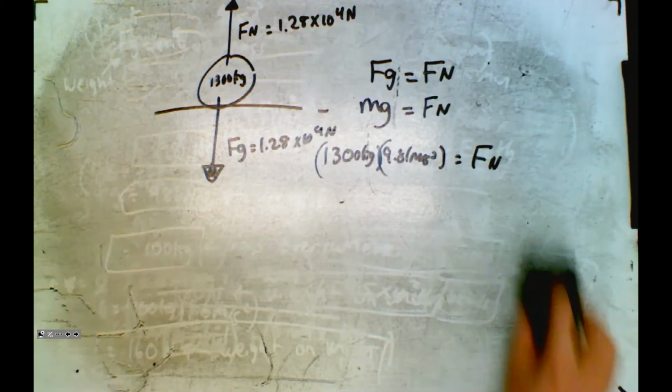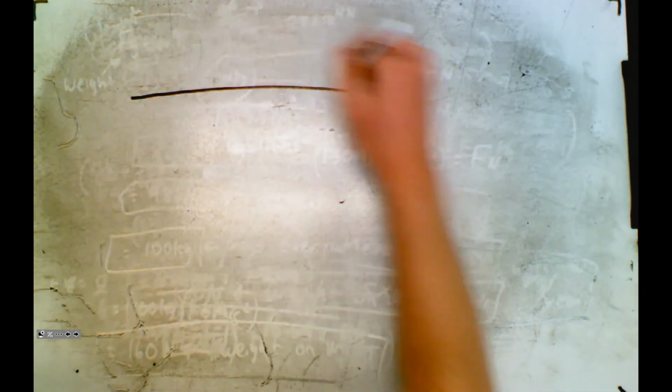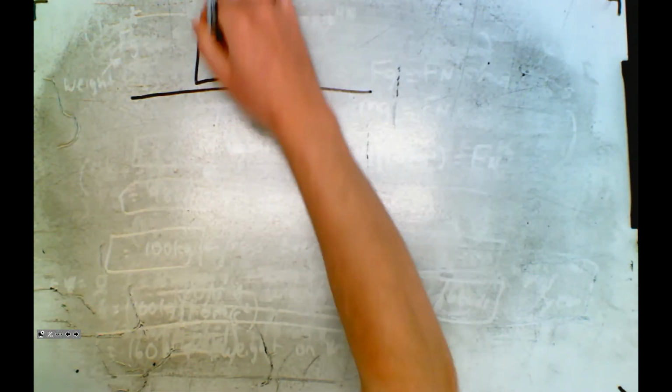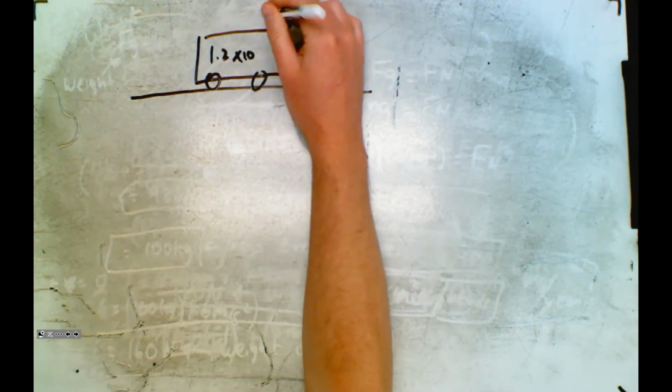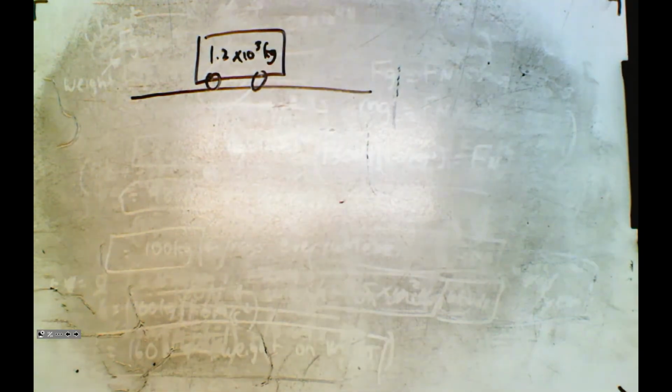So I'm going to start off with my free body diagram. So I have my car, which has a mass of 1.2 times 10 to the 3 kilograms.